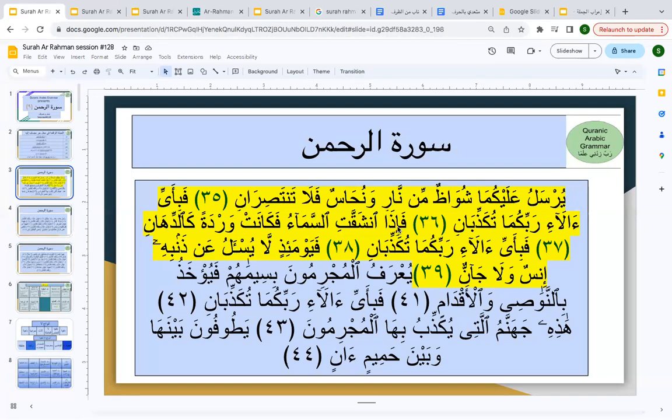This will happen when the skies are going to turn apart, and there's another fa that is following in shaqqatis sama'u that is telling me the sequence. The fa that tells me the sequence, fakanat wardatan. This very fa, the second fa, right after iza shaqqatis sama'u, is going to be labeled as fa al-atf. It gives you tartib, the sequence of the events.